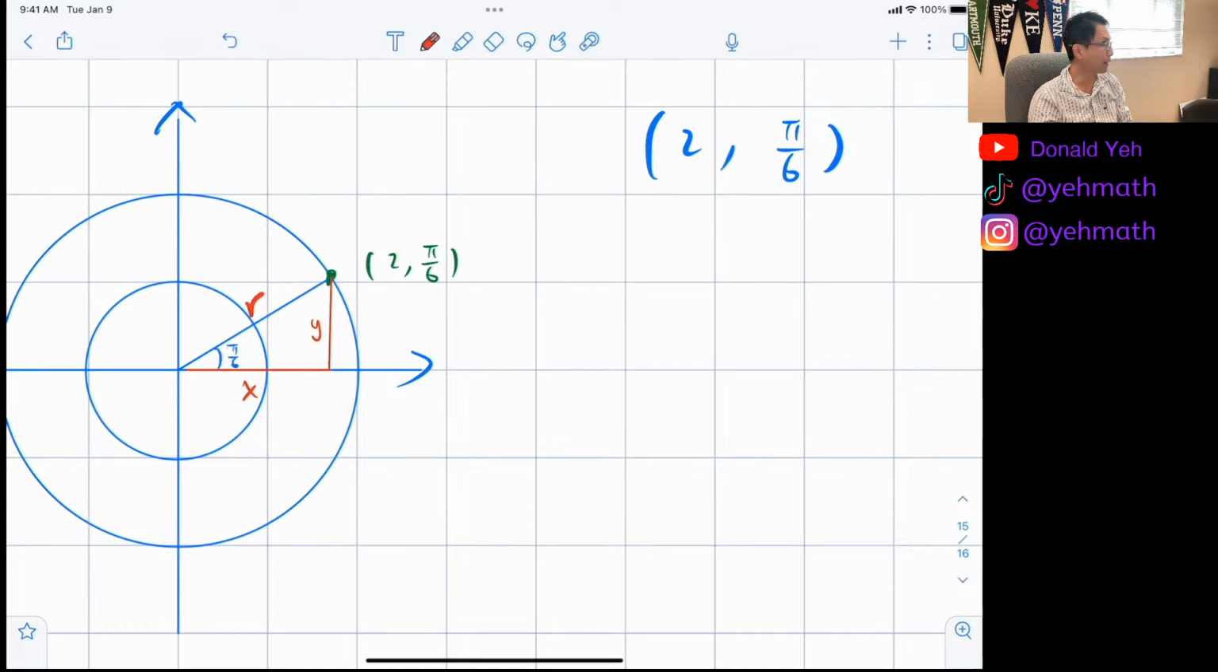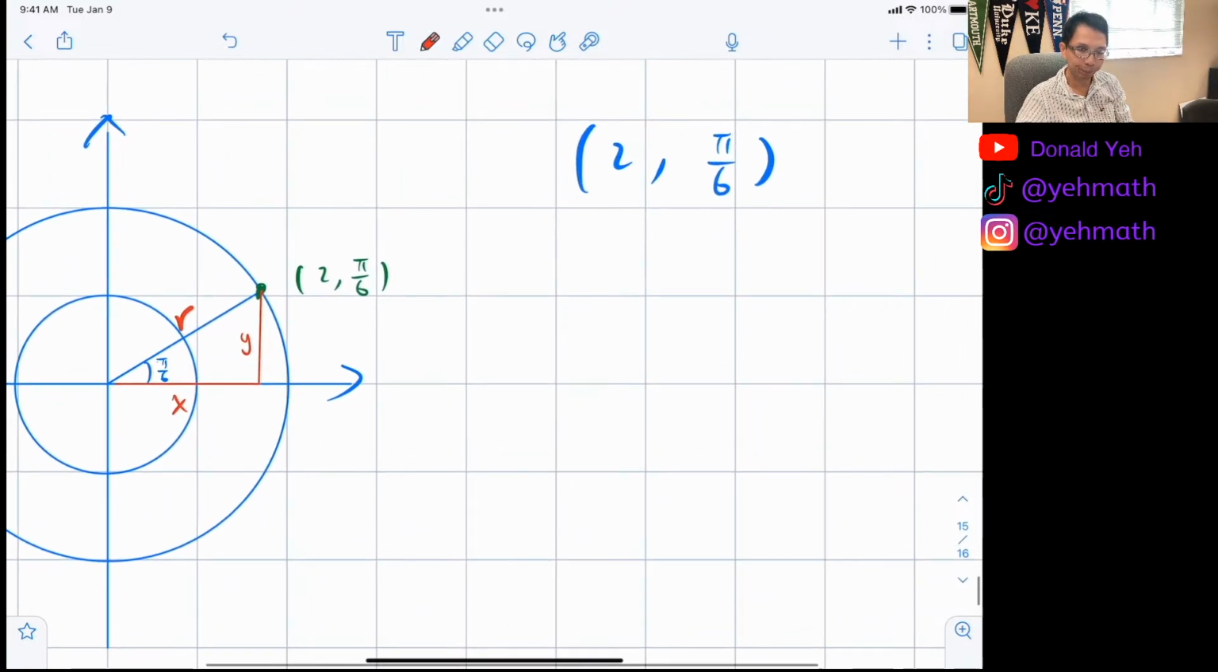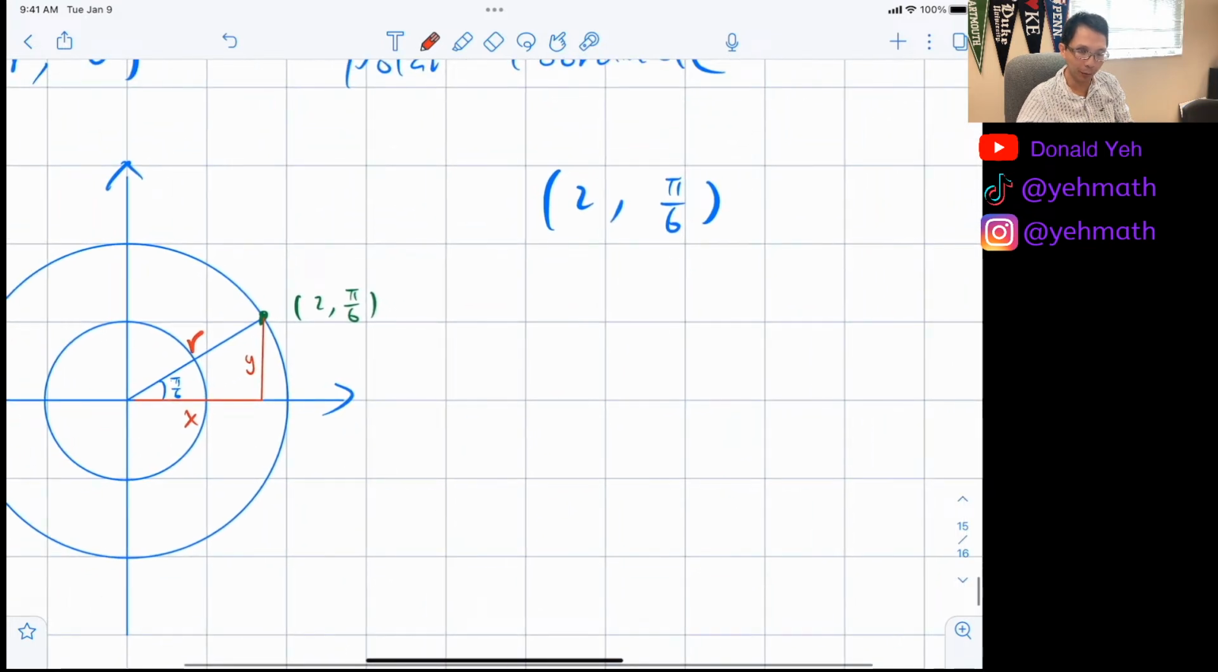That could be a problem, right? We want to figure out what it is. So I'm going to show you an equation, and this equation is how you convert from polar to rectangular. x equals r cosine theta, y equals r sine theta. You have to memorize this, but you already did.